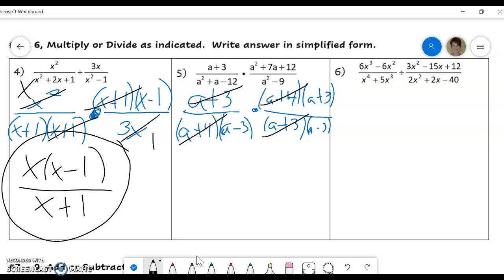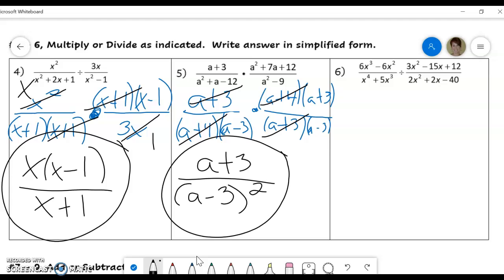So our numerator would be 1 times a plus 3, which is a plus 3. On the bottom, we have a minus 3 times itself. Now you can write that as a minus 3 times a minus 3, but I'm going to write it as a minus 3 squared. And there is nothing else you can do in that problem. It is finished. So I'm just double checking to make sure that I factored that second fraction right, and it looks okay. All right. And our last one is a big old division problem.